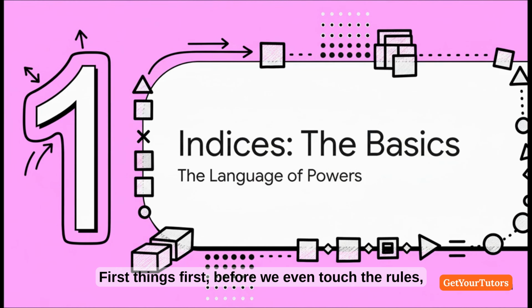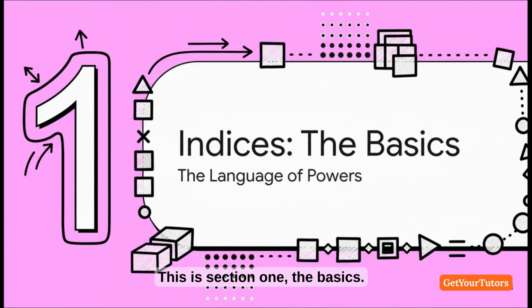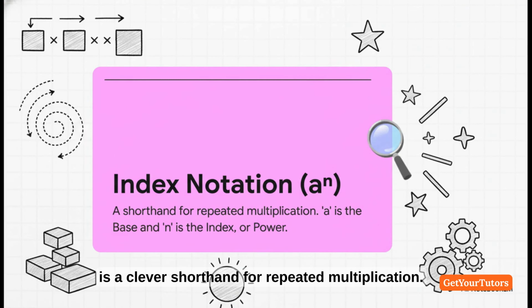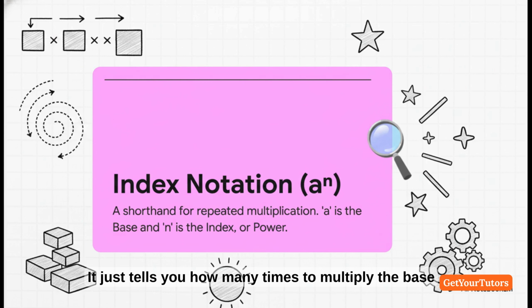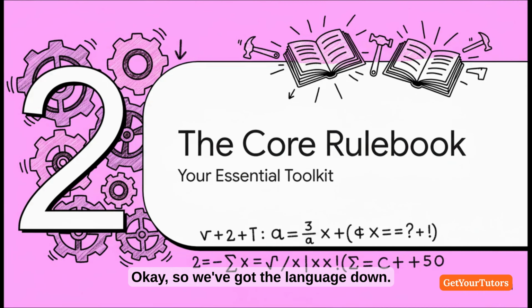First things first, before we even touch the rules, we've got to make sure we're all speaking the same language. This is section 1, the basics. So, index notation. All it is, really, is a clever shorthand for repeated multiplication. The big number a is what we call the base. And that little n up top, that's the index, or the power. It just tells you how many times to multiply the base by itself. So 2 to the power of 5 is just 2 times itself 5 times. That's it. Okay, so we've got the language down.